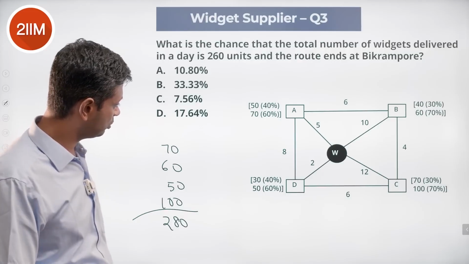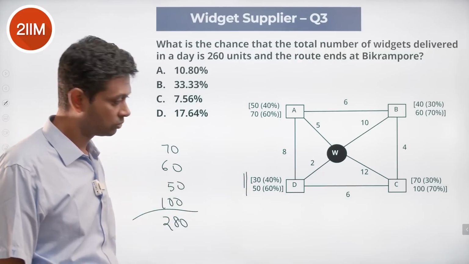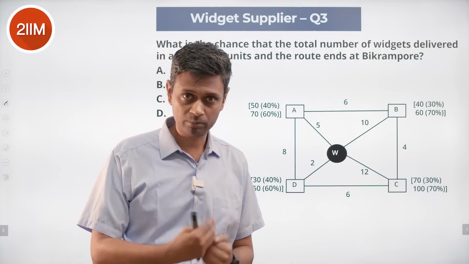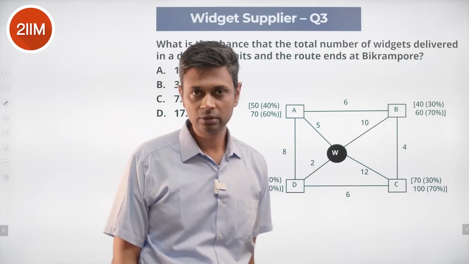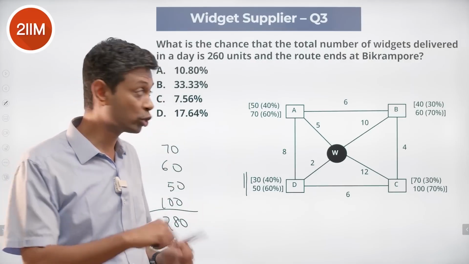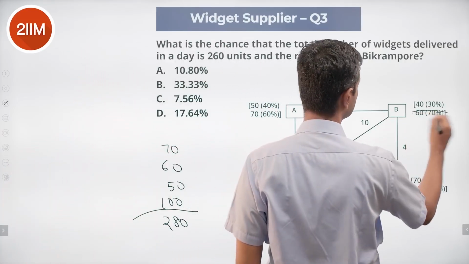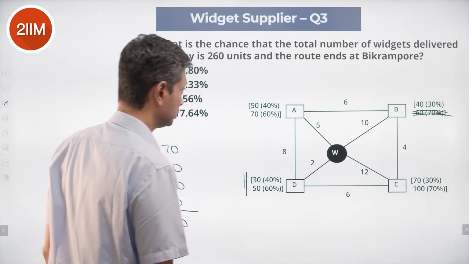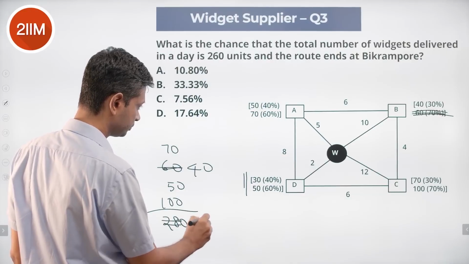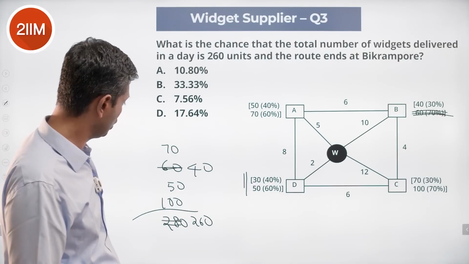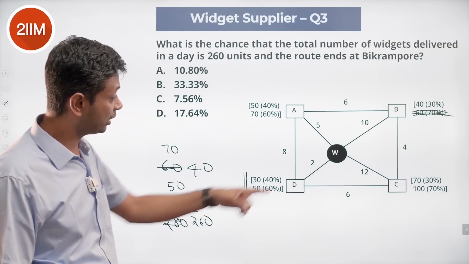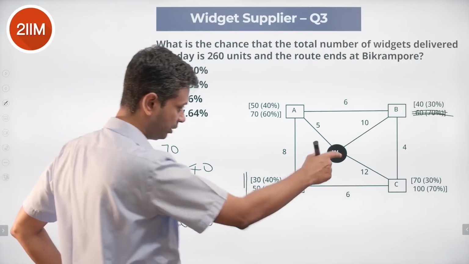So Bikrampore, both of these are less than 60. So if I'm ending at Bikrampore, if Bikrampore were at 60, then I'm in trouble. I won't end at Bikrampore, I'll end at D. That means Bikrampore should have been 40. Done. So I'm looking at this 60 number becoming 40 for my total to become 260. And so I'm doing 70, 40, 50, 100. And so this should be 100, 70% chance of that happening.